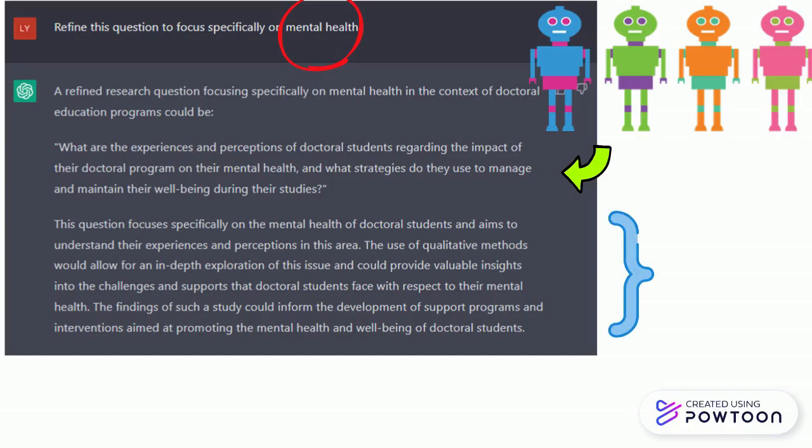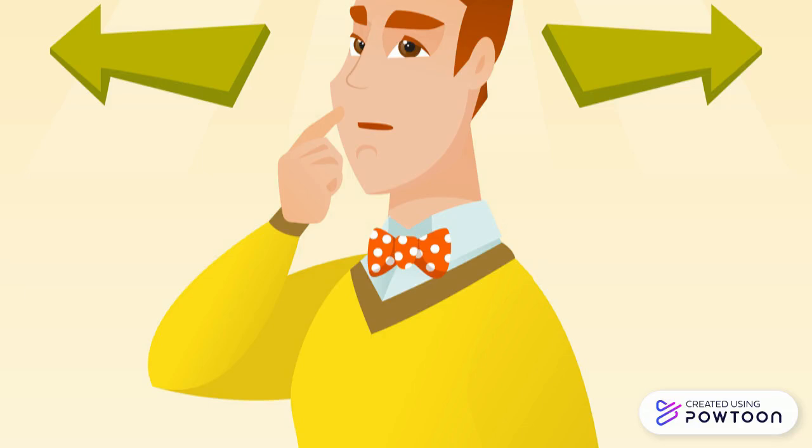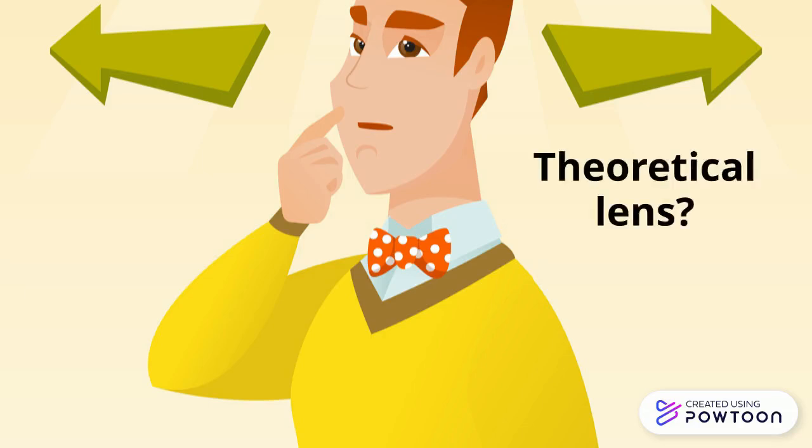This can be useful to help you think about whether this is actually the project you want to do. However, a key component of doctoral level writing is also to consider the theoretical lens you are going to be using. At the start of your project, you may not yet have this depth of understanding, so you can start with the question we just generated and then refine it later.